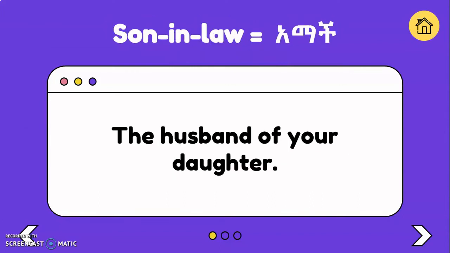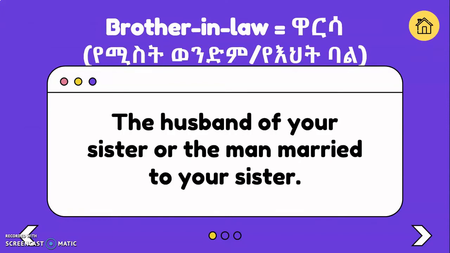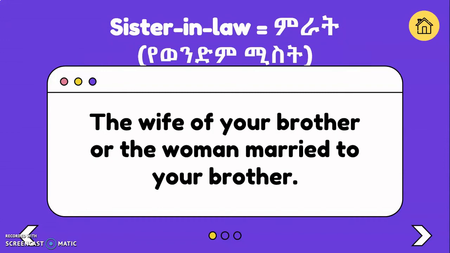Son-in-law, the husband of your daughter, is called son-in-law. Daughter-in-law, the wife of your son, is called daughter-in-law. Brother-in-law, the husband of your sister or the man married to your sister, is called brother-in-law. Sister-in-law, the wife of your brother or the woman married to your brother, is called sister-in-law.